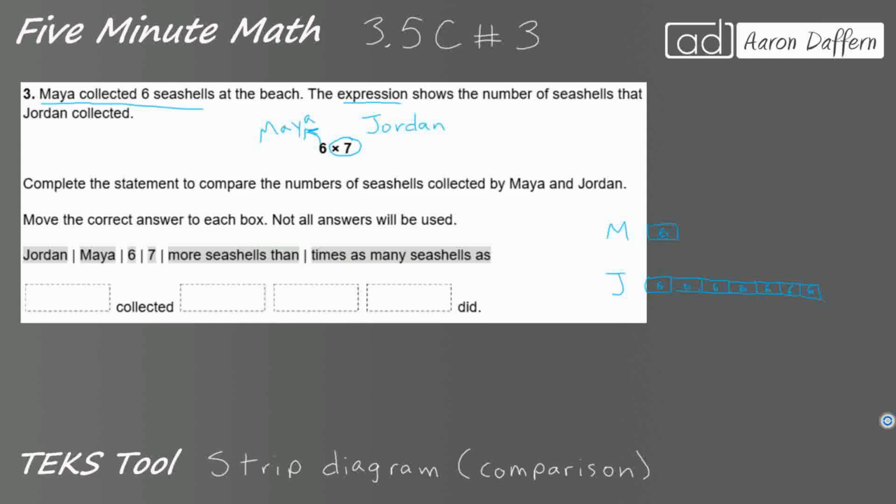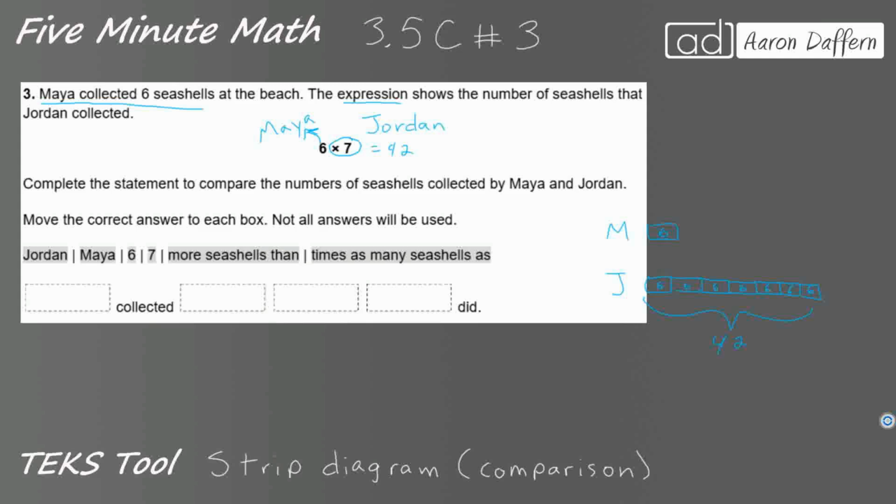And you notice that they're two different quantities, so we're not necessarily combining them into equal groups, or we're not dividing them. We're just using comparison to show the relationship between Maya and Jordan's seashells. So Jordan is times 7. Now, instead of just saying how much does Jordan have, which this is 6 times 7, so that's just a basic fact. That's 42. And that does make sense, right? The expression shows the number of seashells that Jordan collected. Well, we did it right because 6 times 7 is 42.